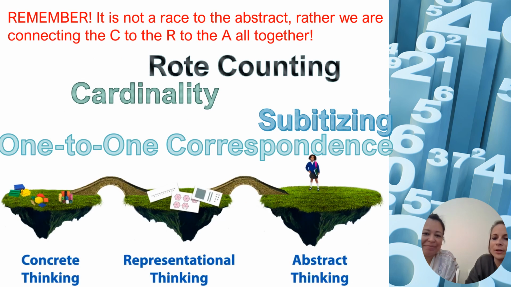So the CRA model can be seen all throughout this counting and cardinality sequence that we're going to start with our students. With the concrete understanding, we're going to be using manipulatives to practice one-to-one correspondence. We're also going to practice counting objects around the room. Representational thinking is drawing those pictures with that one-to-one correspondence as well, or practicing counting and cardinality, drawing 5 circles and then understanding that there were 5 circles drawn because it's the last number that I said.